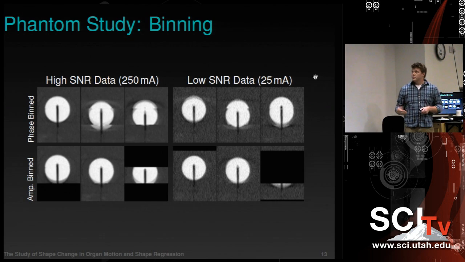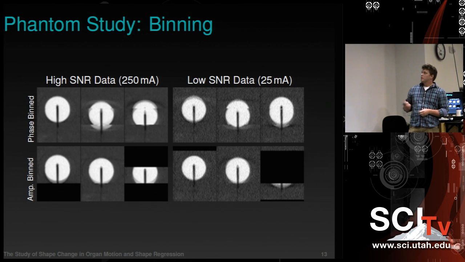And we ran a couple of scans with this phantom. On the left, you see a typical X-ray tube current scan, and then the top is the current state-of-the-art binning approach. So this is the images that are actually produced on the scanner. And at the bottom is an alternative method of binning called amplitude binning. But you see that they both have problems. They both show image artifacts. On the right, we see a lower SNR.